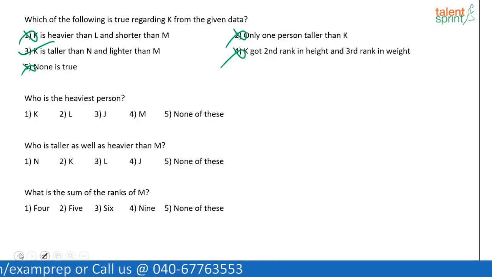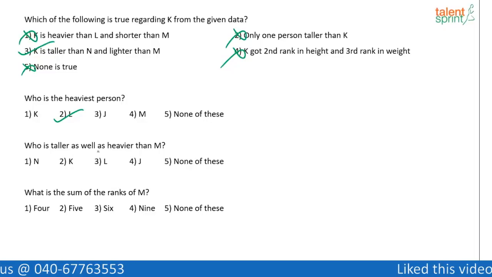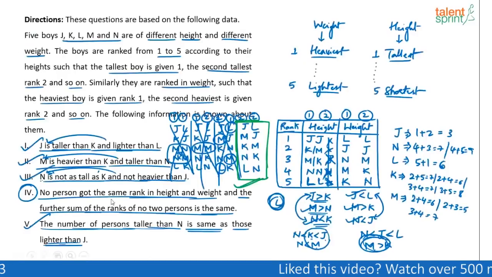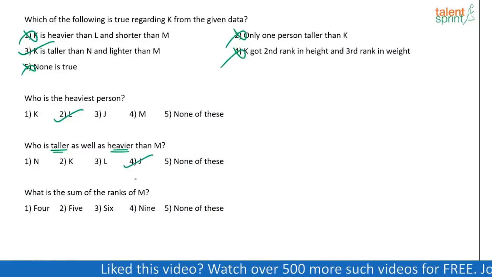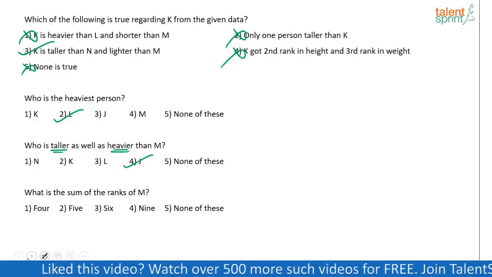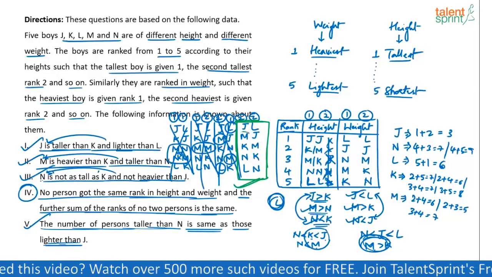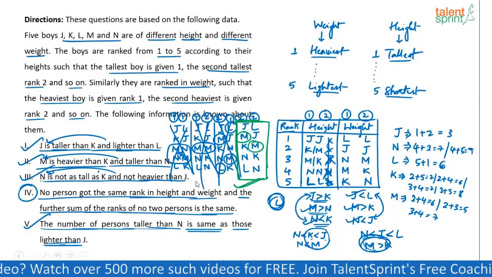Who is the heaviest person? The heaviest person is L. Who is taller as well as heavier than M? See, taller than M is J. Heavier than M is also J. So J is the answer. What is the sum of the ranks of M? 2 plus 3, 5.